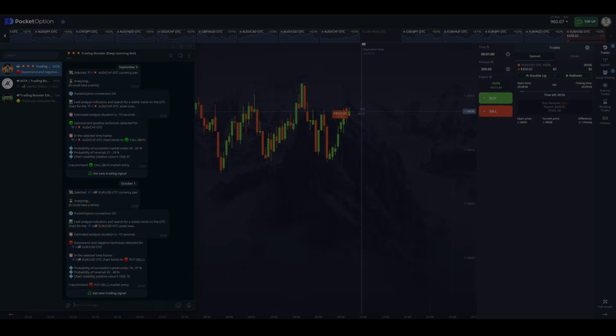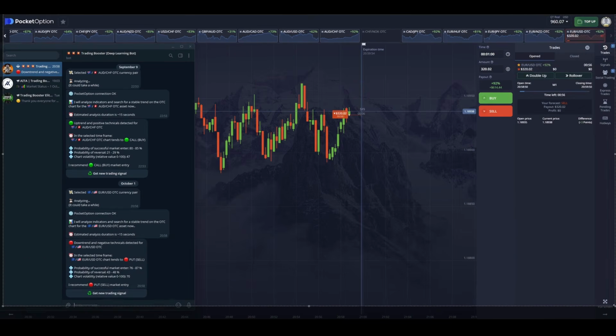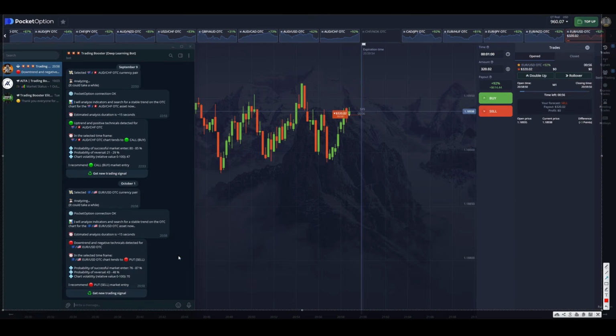Let's break down what parameters we have in this bot and what each of them is responsible for. The very first one is the signal direction. We can have two options, buy or sell, depending, of course, on the market conditions and how the bot analyzes them. The bot can also give a neutral signal. In that case, we simply don't open the trade, and the bot will actually say that it recommends refraining from trading this currency pair. So, there are three possible scenarios.